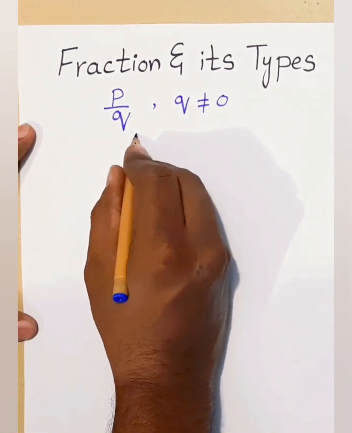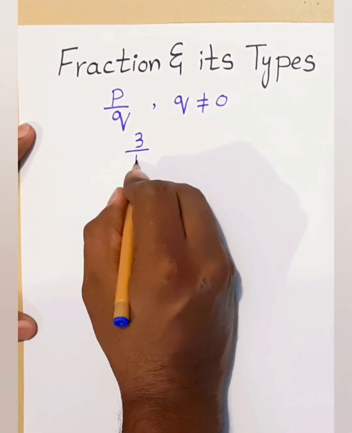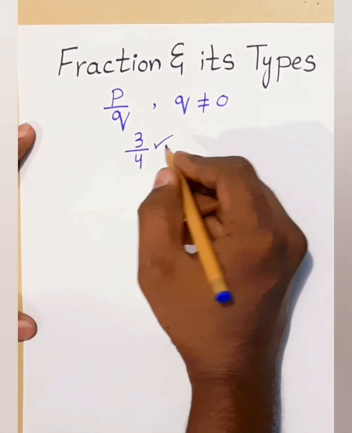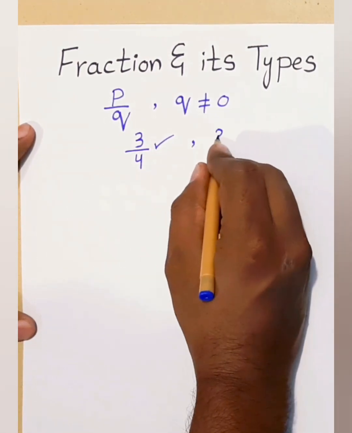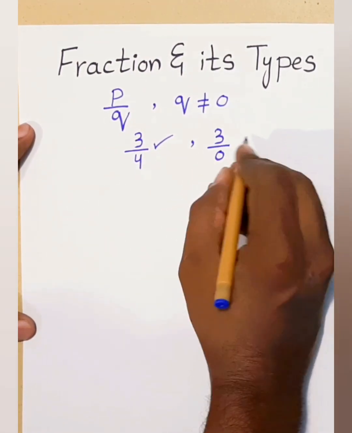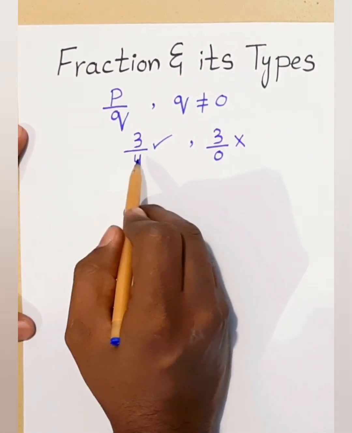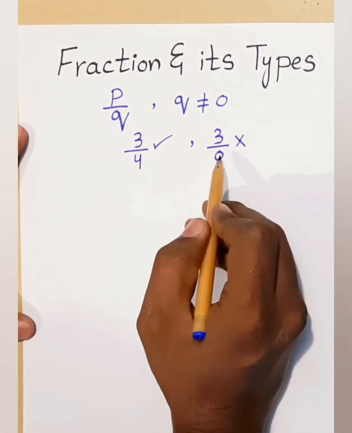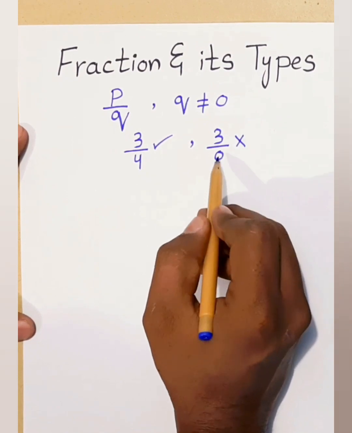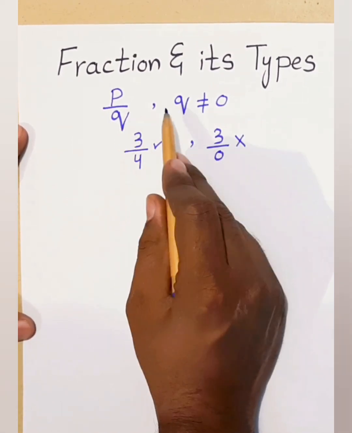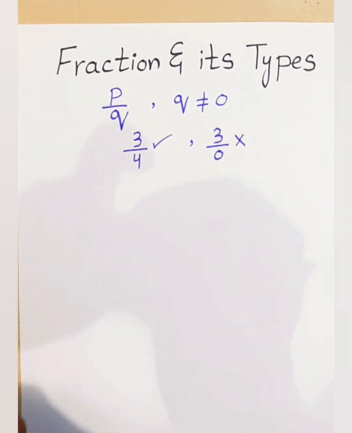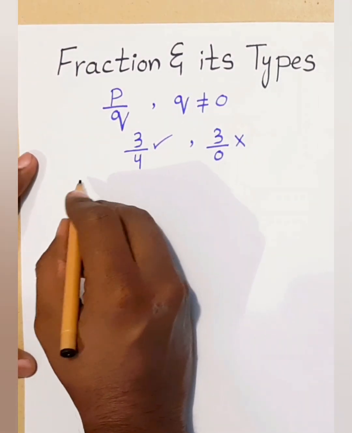For example, if we write 3 upon 4, this is correct, it's a fraction. But when we write 3 upon 0, it's not a fraction. Understand? 3 upon 4 is an example of a fraction, but 3 upon 0 is not a fraction because the denominator should not equal 0. Now we are moving towards some types of fractions. We already know them, but I am going to revise them.